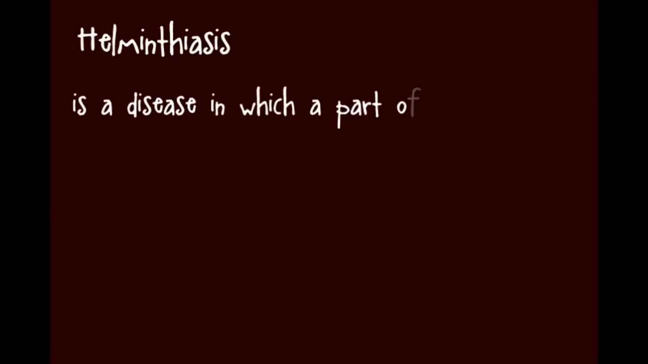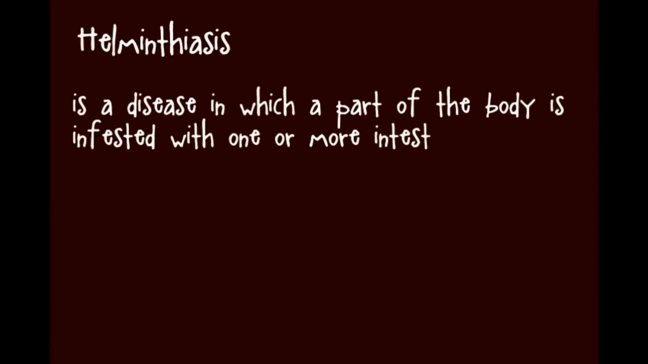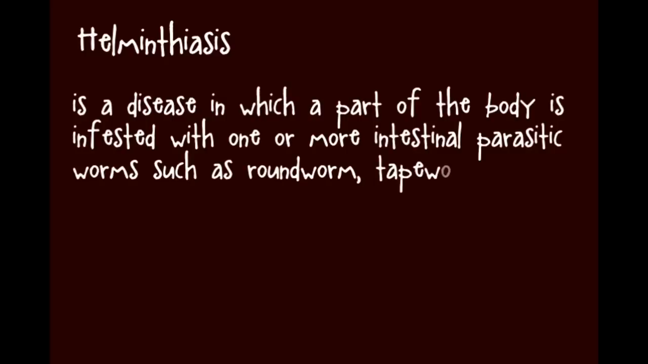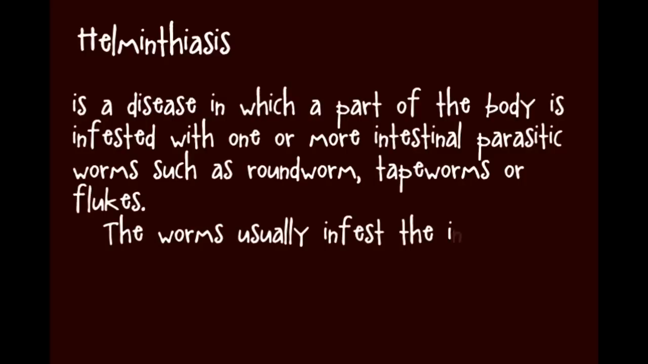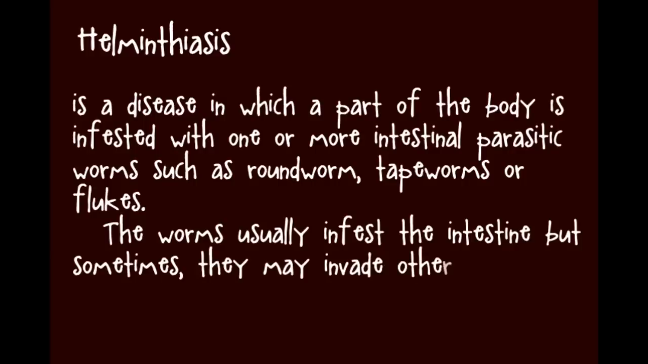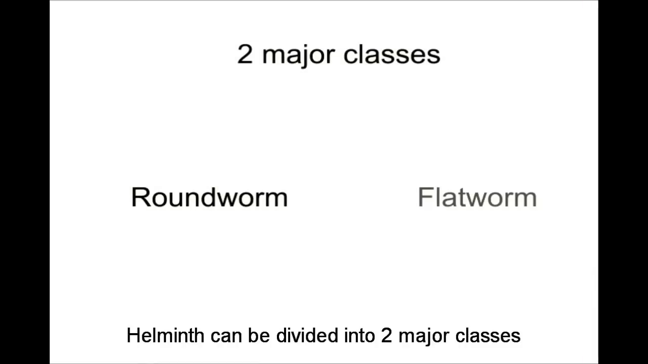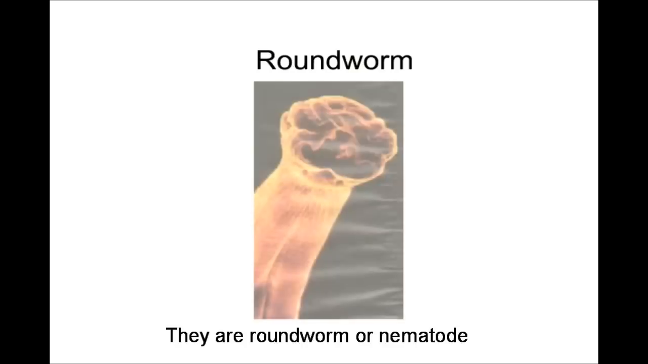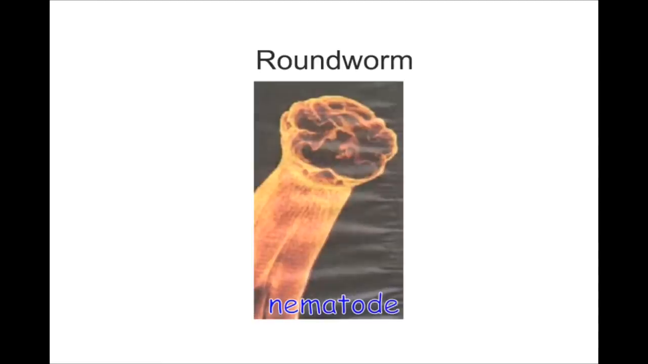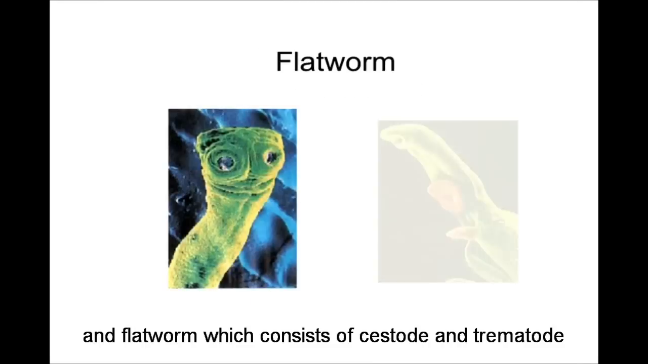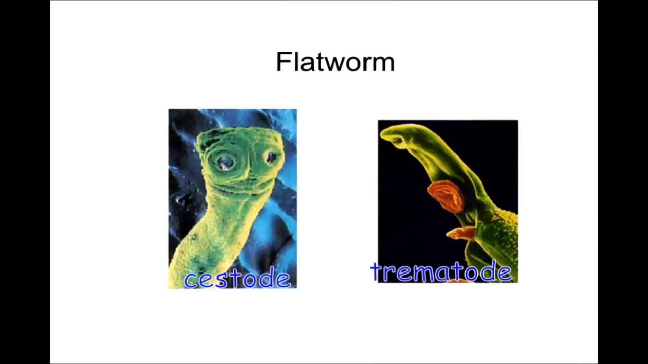Helminthiasis is a disease in which a part of the body is infested with one or more intestinal parasitic worms, such as roundworms, tapeworms, or flukes. The worms usually infest the intestine, but sometimes they may invade other organs. Helminths can be divided into two major classes: roundworm or nematode, and flatworm, which consists of cestode and trematode.